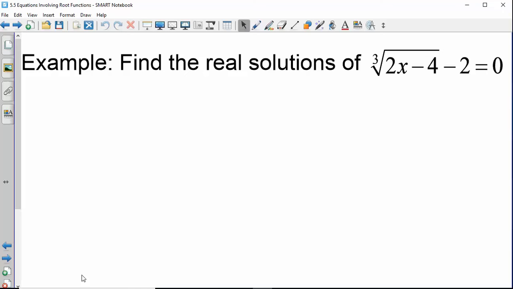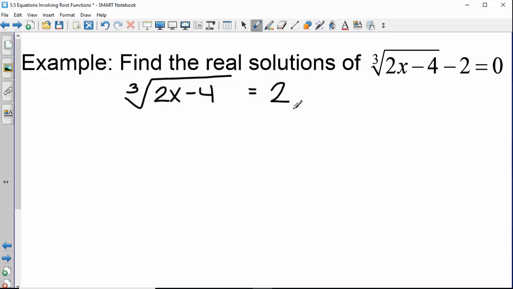From here, what do you think you would do? Okay, add your 2 over. Our first step, if possible on these, will be to isolate the radical. So what I would prefer is to have my radical on one side of the equal sign and anything else on the other. So I just moved that 2 over.